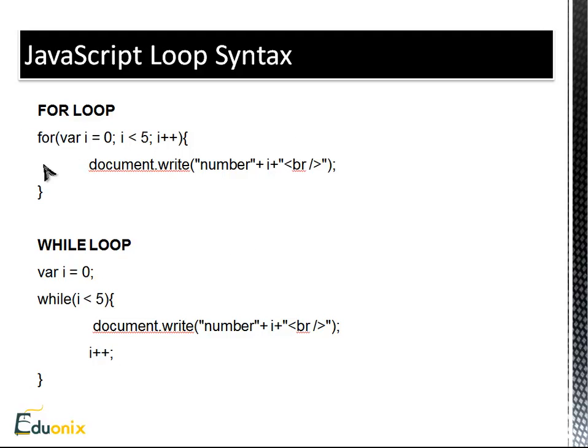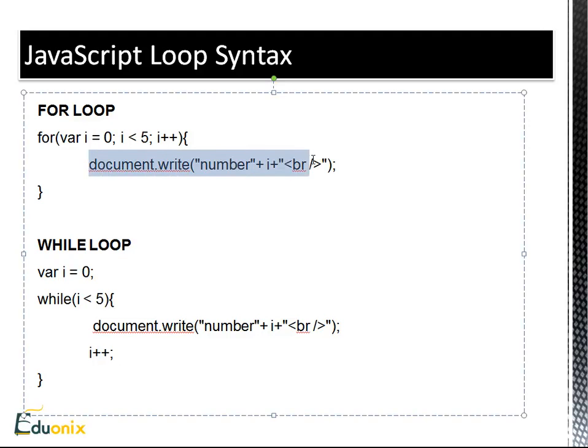Okay, so at the beginning of the loop, i is going to equal 0. We're going to do what's in between the curly braces, which in this case is print out the text number, and then the i, which is the variable, and then a line break. So it's going to do that every time until i is not less than 5.